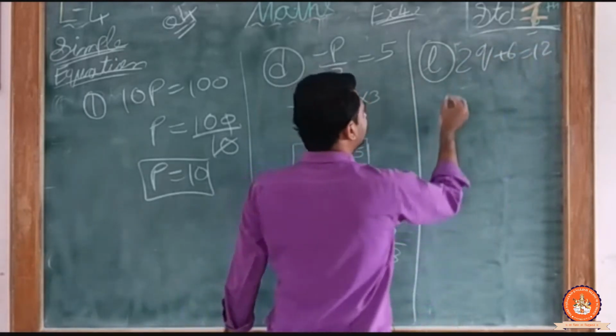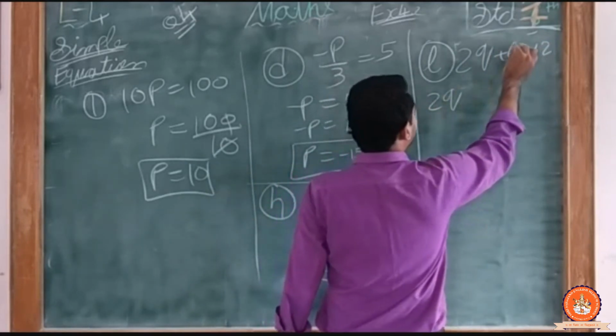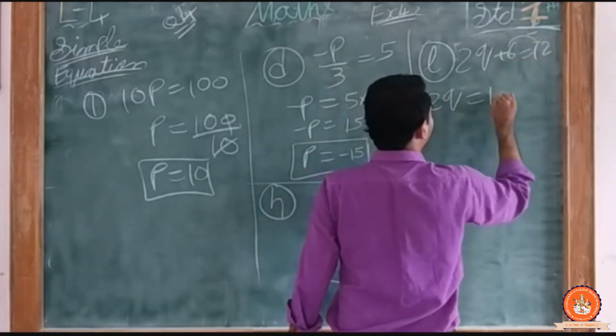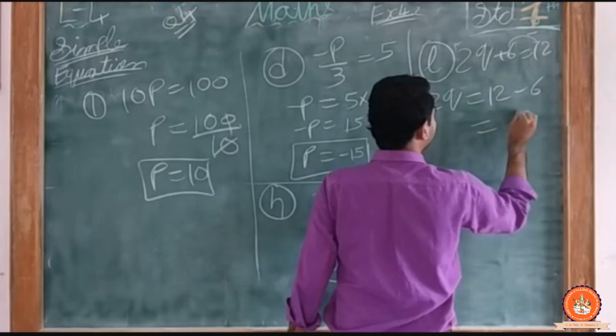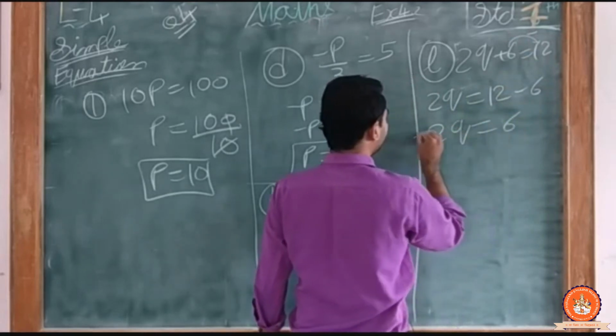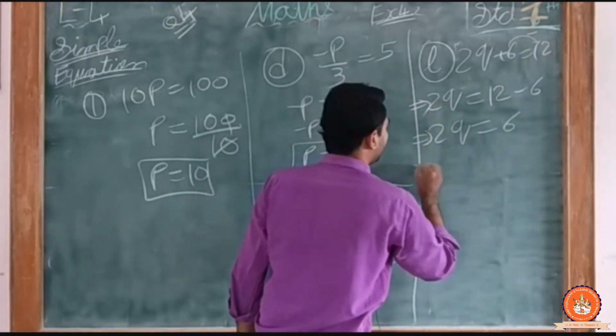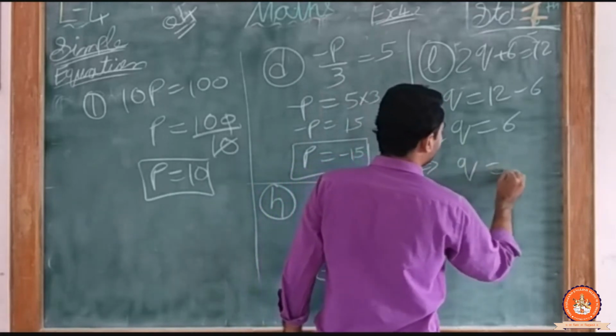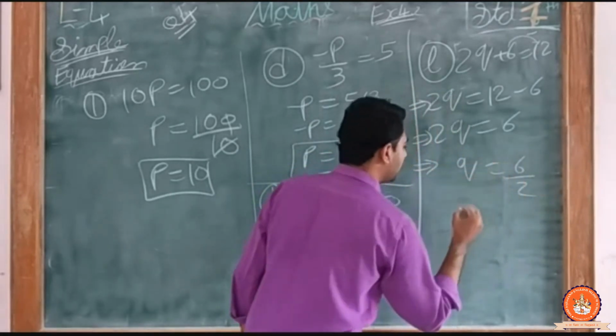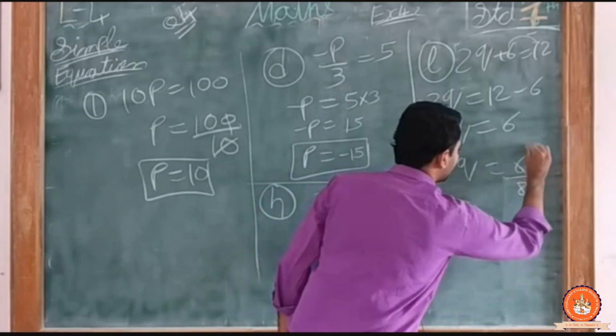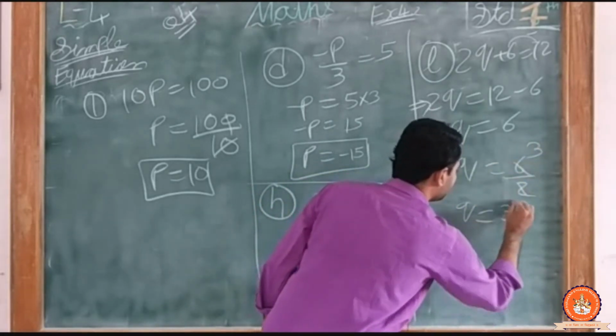Clear? So 2q as it is, taking this 6 to the right side, that means 12 minus 6, it becomes 6, and 2q is equal to 6. Now q is equal to 6 divided by 2, as I told you. So 2 3s are 6, that means q is equal to 3.